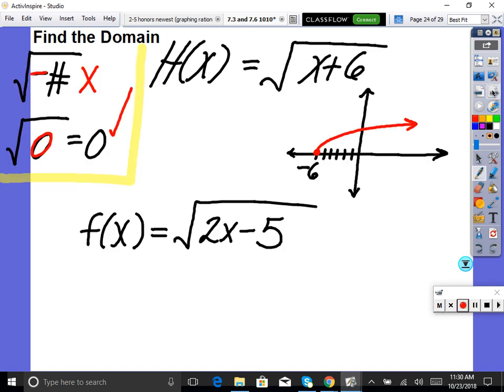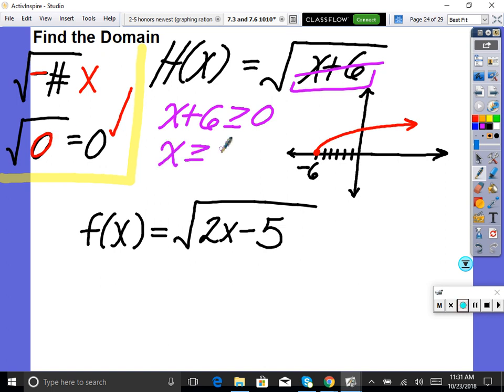So now let's use our knowledge to, if I just said to you, find the domain without graphing, we just saw how to do it with graphing. I think we all understand. So right here, what would be my true statement? X plus 6 is greater than or equal to 0, because under the radical cannot be negative, but it can be 0. Okay, so then you just say x is greater than or equal to negative 6. So then it would be negative 6 to infinity.